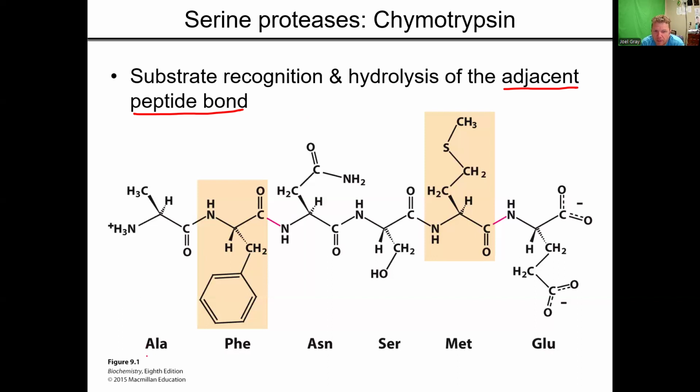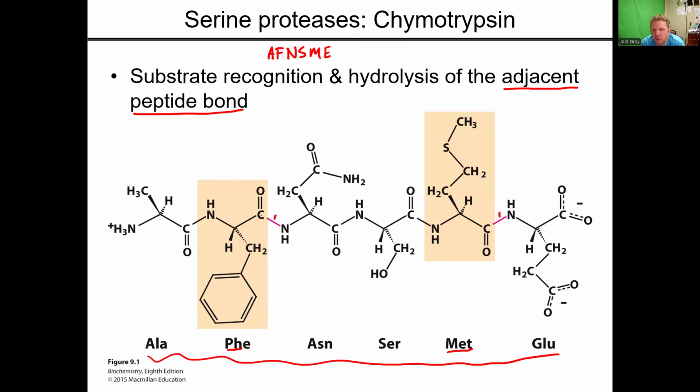When you look at this polypeptide down here, this has a total of 6 amino acids. It has a sequence of A, F, N, S, M, E. Now, there are 2 amino acids that are highlighted, phenylalanine and methionine. In addition to that, there are 2 bonds that are highlighted. They are in magenta right here and right here.